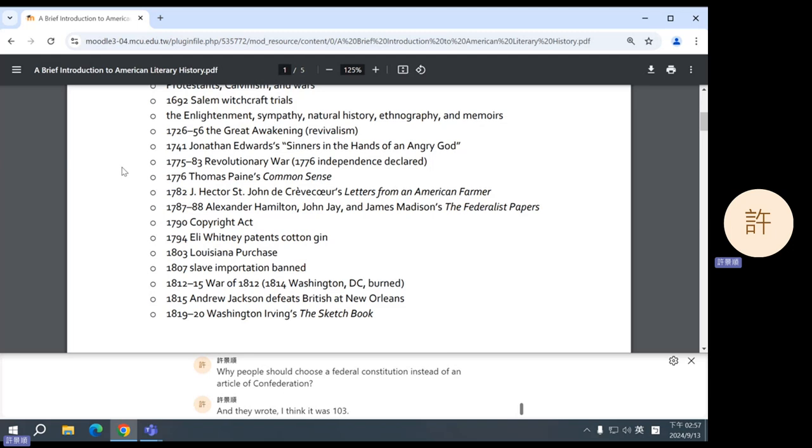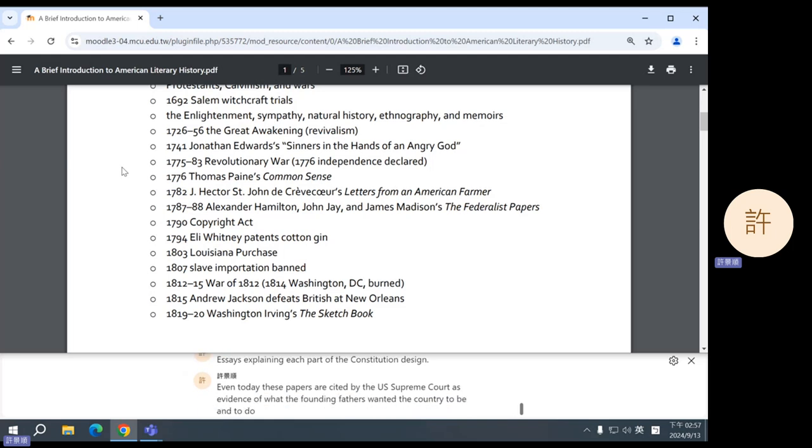essays, explaining each part of the Constitution design. Even today, these papers are cited by the US Supreme Court as evidence of what the founding fathers wanted the country to be and to do in terms of the design of the government.